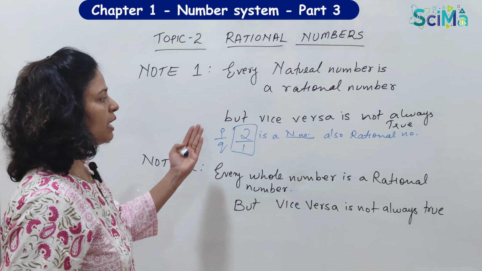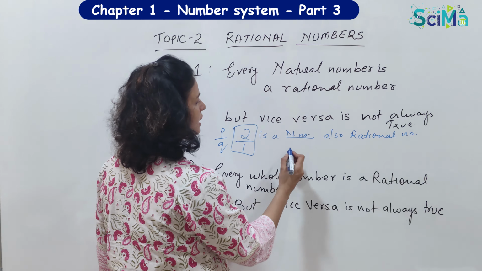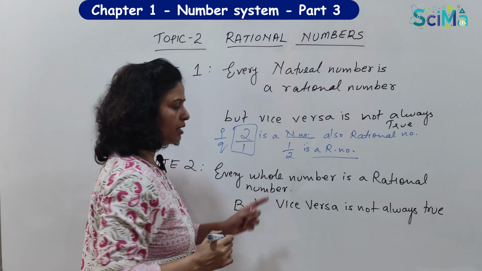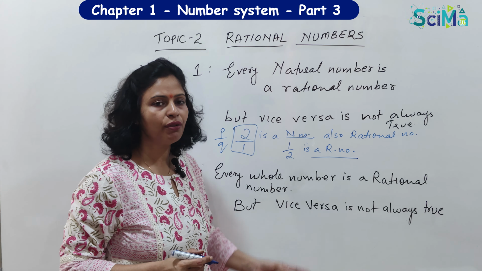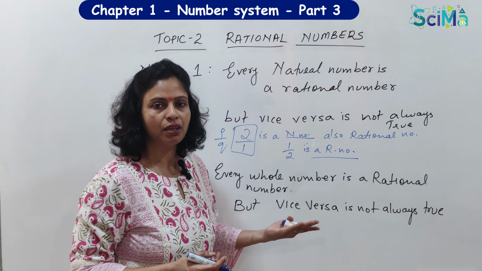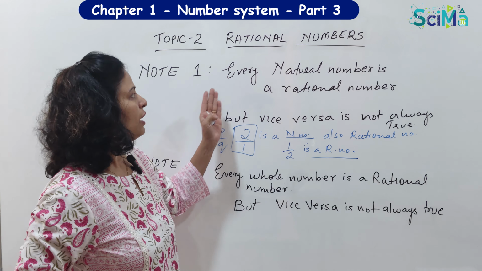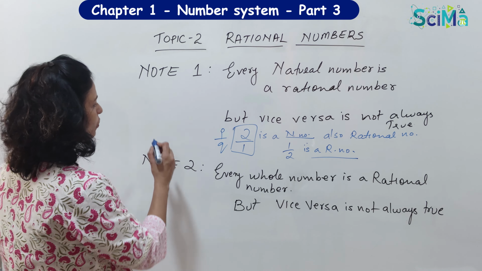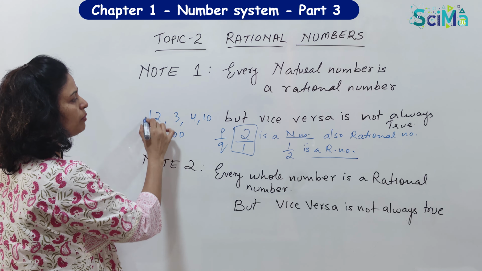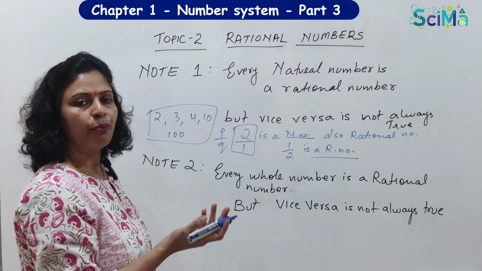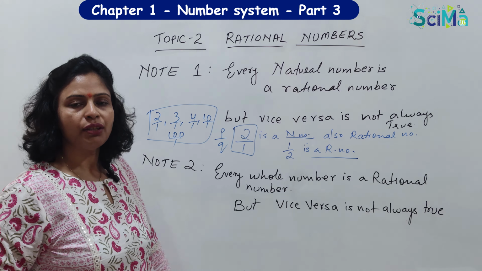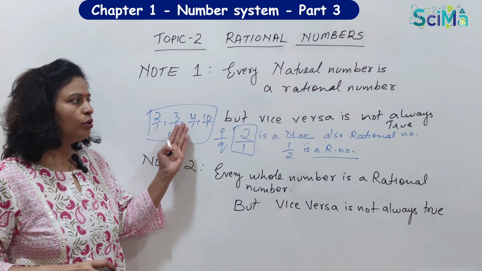Okay, but the other way around is not possible, right? If I say 1 by 2, it is a rational number. But is this a natural number? No, because it is in the form of a fraction. It is in the form of P by Q. The number in the form P by Q is a rational number, but it cannot always be a natural number. So any natural number, if you write 2 or 3 or 4 or 10 or 100, all these numbers are natural numbers. They can also be written as P by Q by writing them over 1. So we can write them in the form of P by Q and they are also rational numbers.